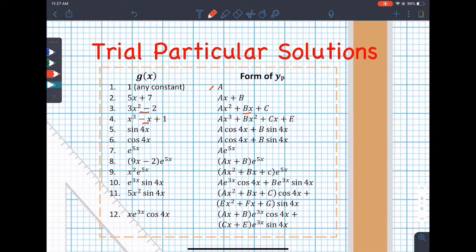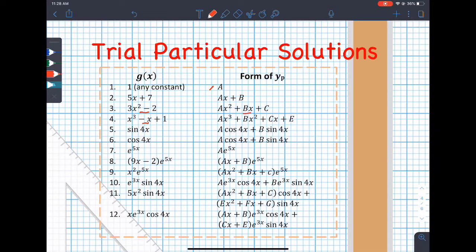When we are talking about sine and cosine, we always have a combination of the sine and cosine in the trial particular solution. So if we have sin 4x, we will be having A cos 4x + B sin 4x. Similarly, if it is just a cosine, it will always be a combination of the cosine and sine as well. The next one is the exponential function. The exponential function is similar to algebraic functions.